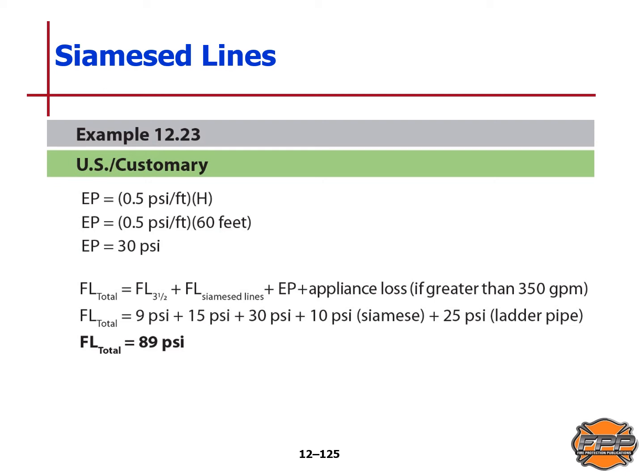Now, you have a friction loss total equaling friction loss of 3.5 plus friction loss from Siamese lines plus EP plus appliance loss if it's greater than 350 gallons per minute. You have friction loss total that equals 9 psi plus 15 psi plus 30 psi plus 10 psi, which is Siamese, plus 25 psi, which is the ladder pipe. So you add these together and you get a friction loss total of 89 psi. It's pretty straightforward.